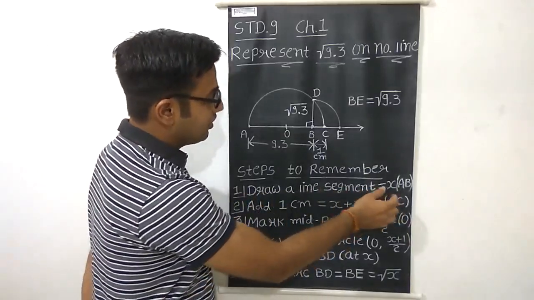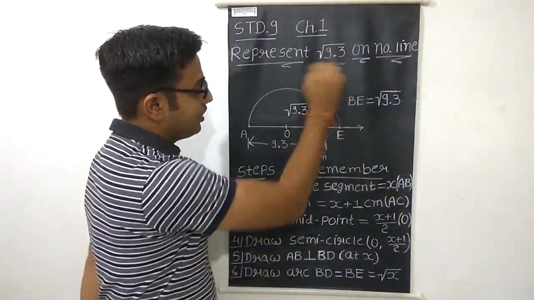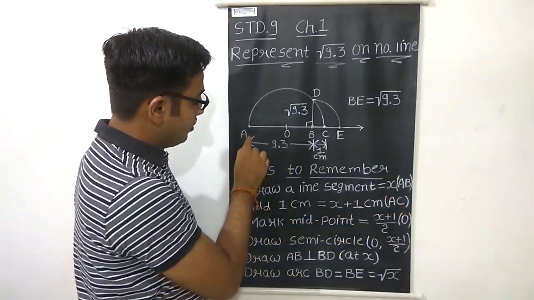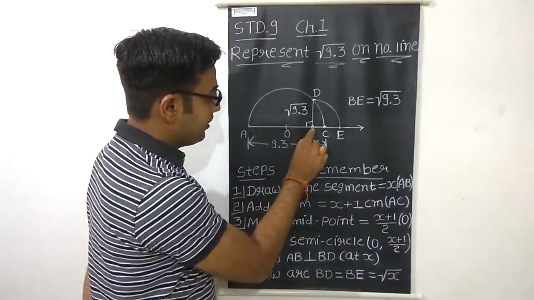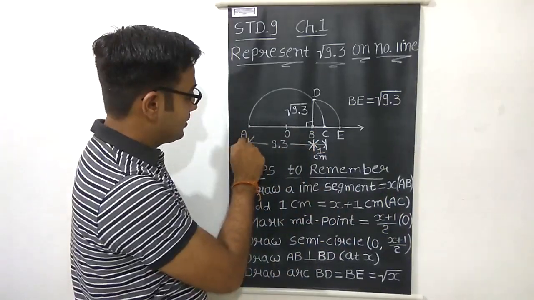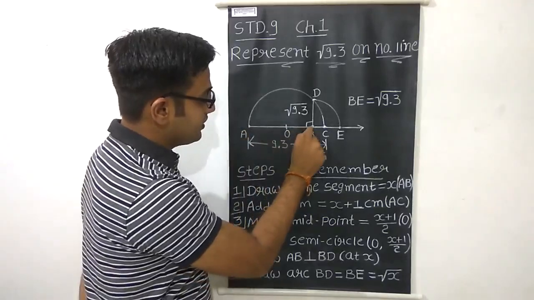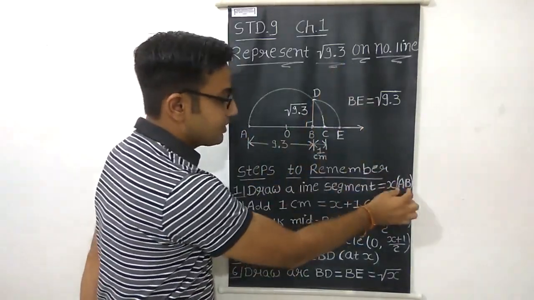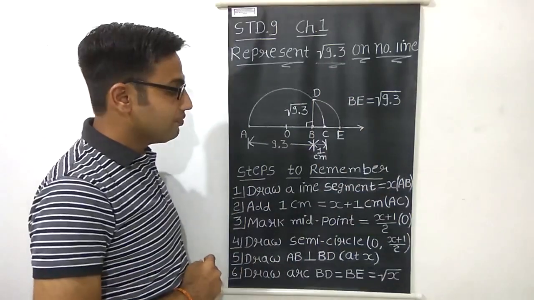First of all, draw a line segment equal to 9.3. So our x is 9.3. Draw a line segment of 9.3. Suppose this is point A and this is B. So our x, that is 9.3, is equal to AB.